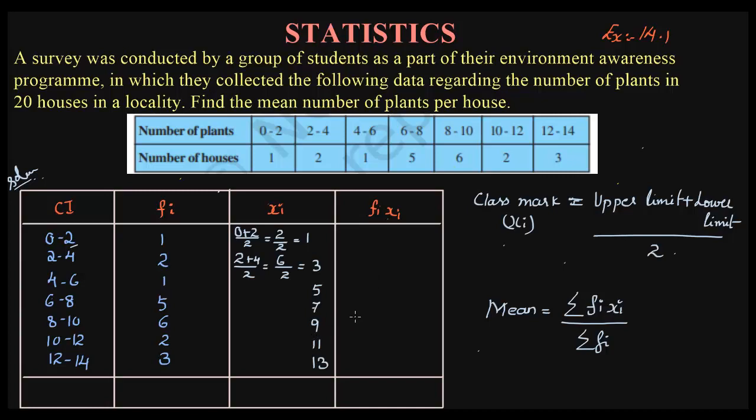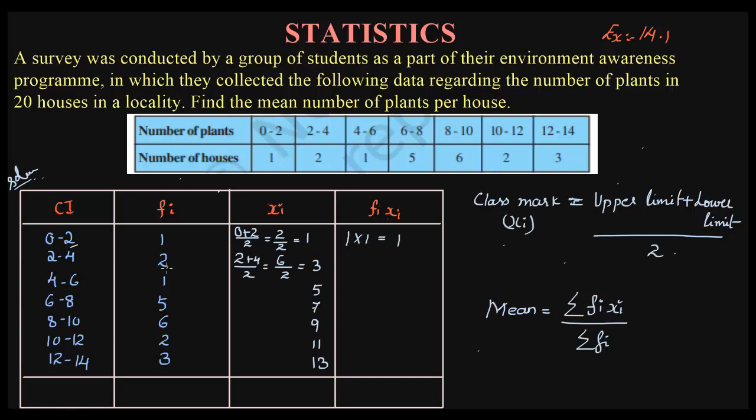Your next step is to multiply fi into xi. Okay, so what you need to do? You need to multiply fi and xi. So you need to see, for here fi is 1 and xi is also 1. So what you will be getting, let me just write for 1 or 2 steps how to do. Then we will skip this.